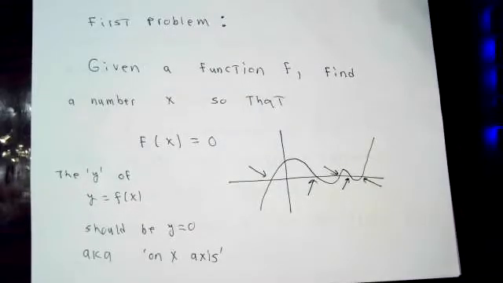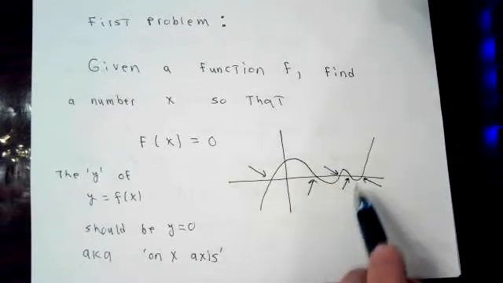This morning, I'd like to talk about the first actual problem we're going to look at, which is given a function f, I want to find a solution to the equation f of x equals 0. On the graph of the function, that means the y-coordinate, which is the function value, should be 0. You should be on the x-axis.